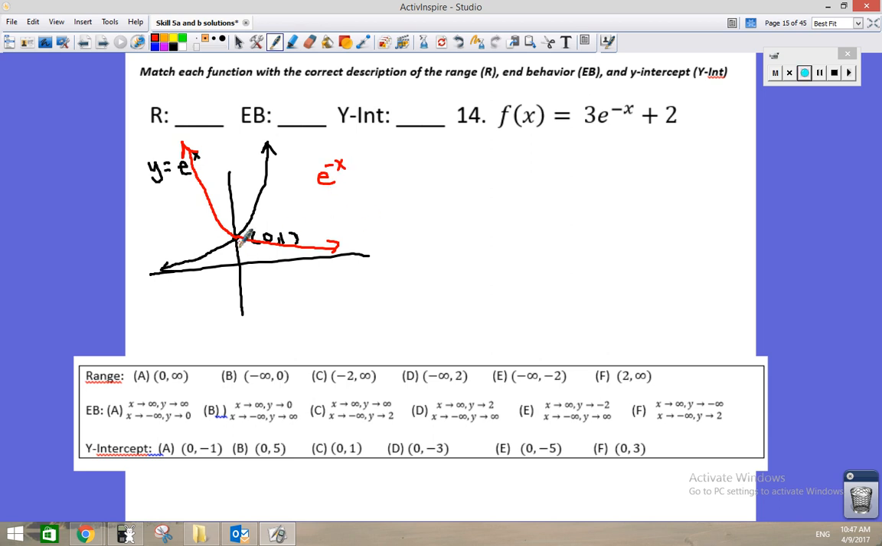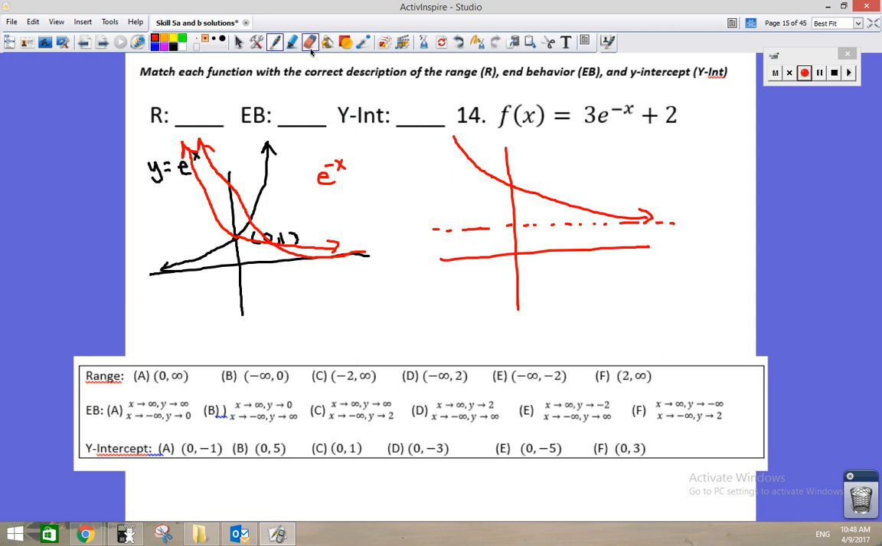All right, and then when we vertically stretch that, it's going to be like this. It's still going to have the horizontal asymptote of the x-axis, and then that plus 2 is going to lift that graph up 2 units to where you have a very rough sketch here of the graph looking like this.